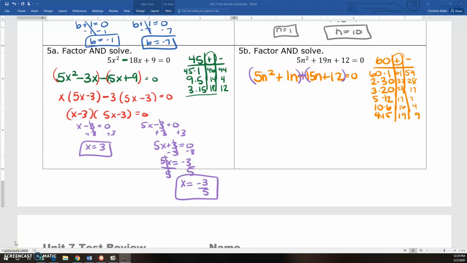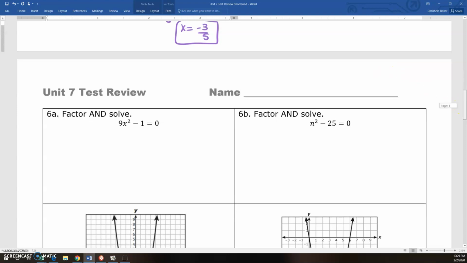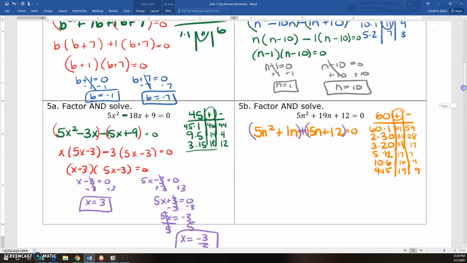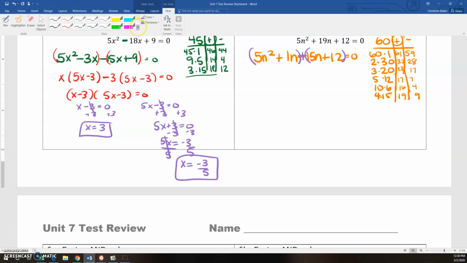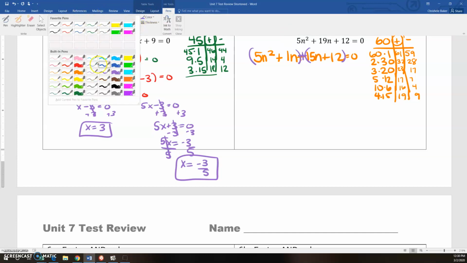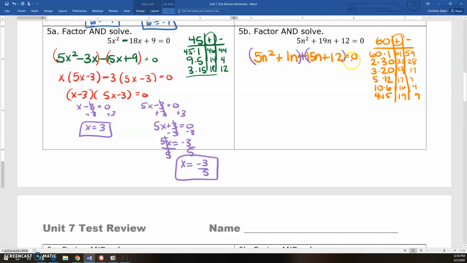This is the second video for the Quadratics review for Algebra 1. So where we left off was we were factoring number 5b by grouping, and from here I've separated the four terms and I'm looking for the GCF in this first set. So 5 and 1 do not share a factor other than 1, but n squared and n share an n.